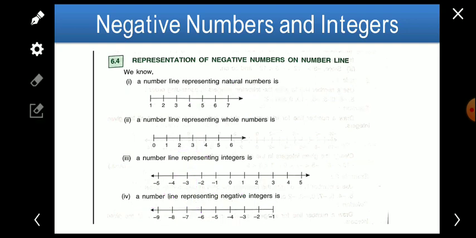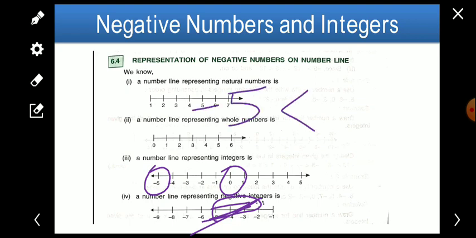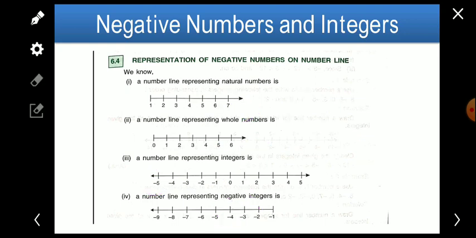Now one more question. If I ask which number is bigger, -5 or 0, then obviously 0 lies on the right side on the number line. It means 0 is the bigger integer. So -5 is smaller and 0 is bigger. I hope you understood how to compare: the number which lies on the right side of another number is bigger, and the number which lies on the left side is smaller.